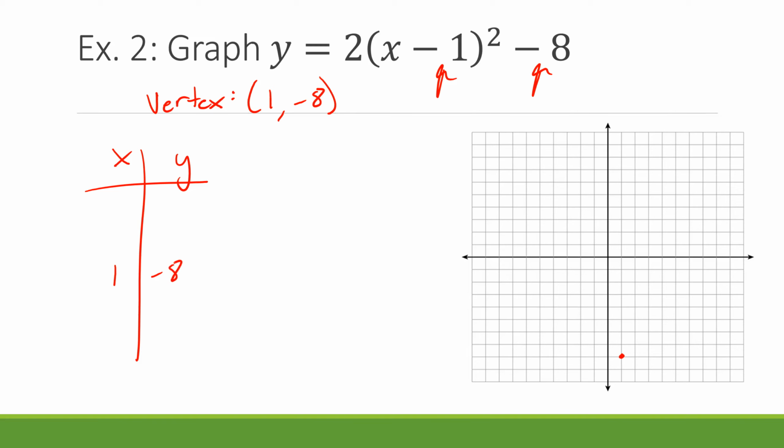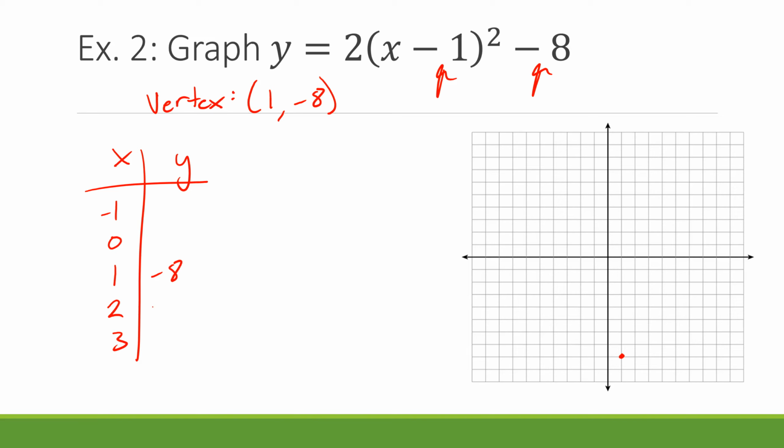Okay, now we can pick 2 points on either side. Let's go 2, 3, and then moving down 0, negative 1. I'm going up by 1 each time, so I want to go down by 1 each time on the other side to utilize the reflection thingy. So let's take a look at some points.